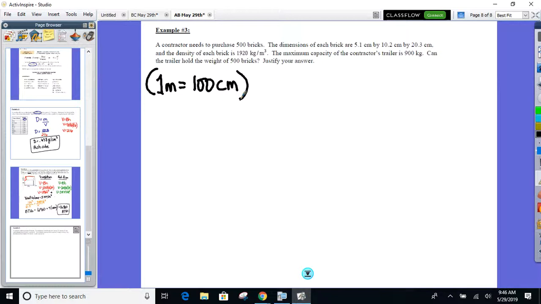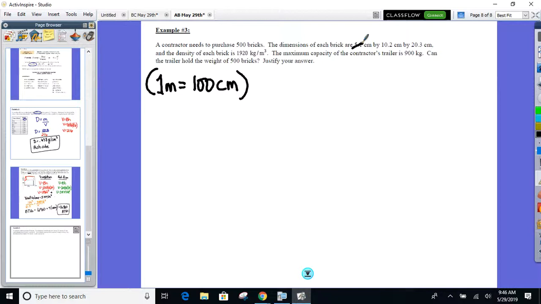Okay, so what do I do to convert it? I got 5.1 centimeters. How do I convert that to meters? Okay, and I see the wheels are spinning. I'm not really too sure. Do I multiply by 100? Do I divide by 100? I don't know. What can we still set up?